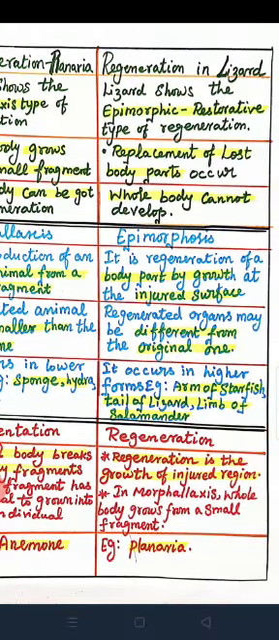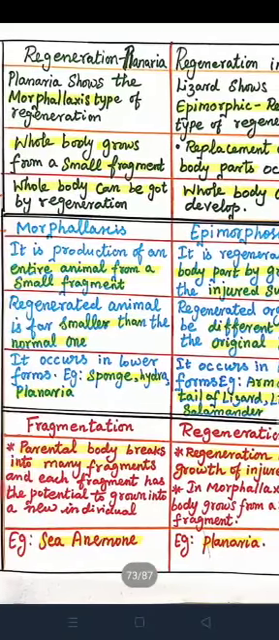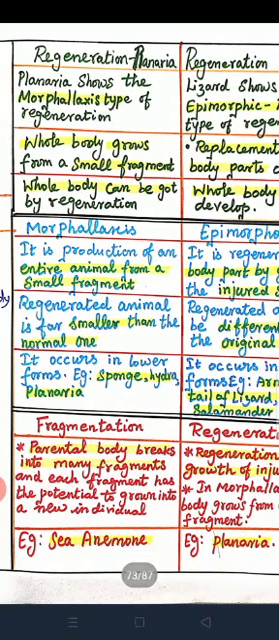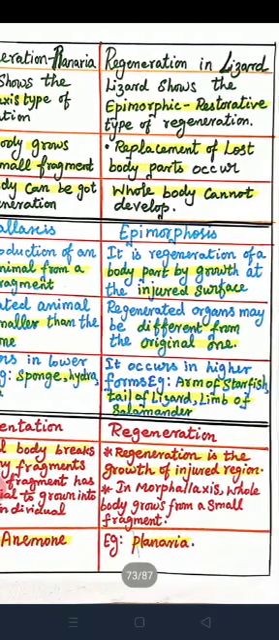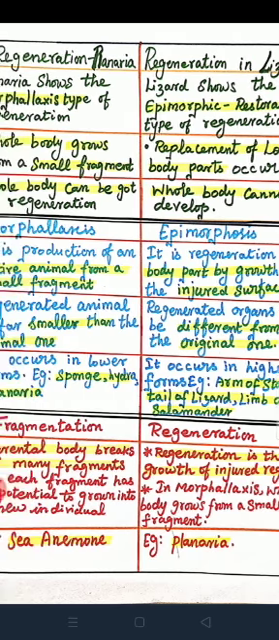Point number 2. Regenerated organs may be different from the original one, which we completed in the tail of lizard, right? It is a little bit different from the original one. Point number 3, Morphallaxis. It occurs in lower organisms like sponge, hydra, planaria. Epimorphosis. It occurs in higher forms like, for example, arm of starfish, tail of lizard, limb of salamander.